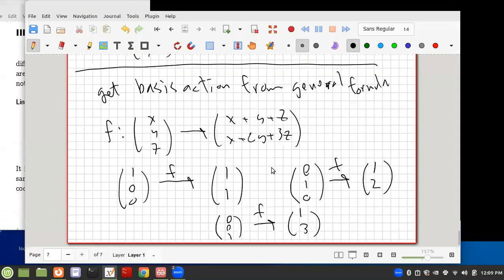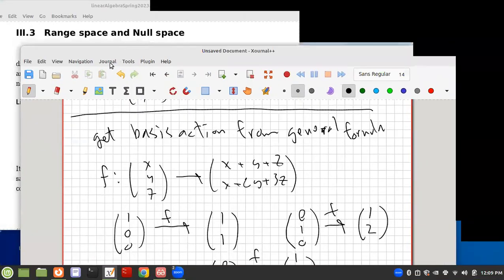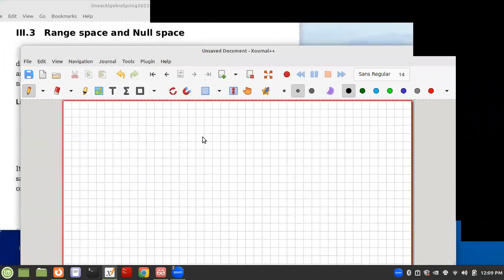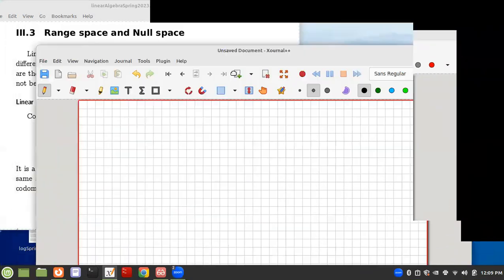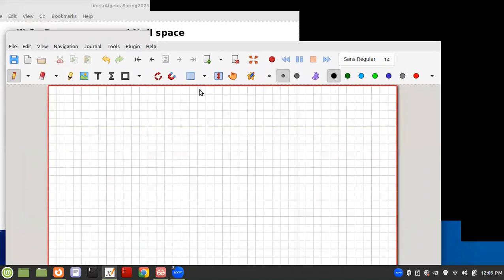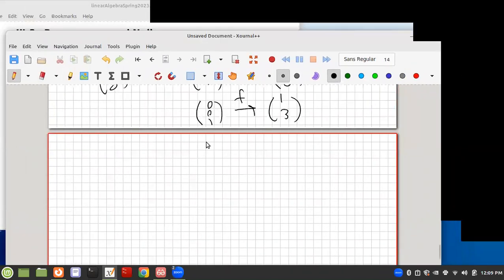Let's see if we can learn about this topic. Okay, so here's the idea. Let's say that we're going to look now at linear maps that are not onto. We want to have some simple measure of whether a map is onto or not.